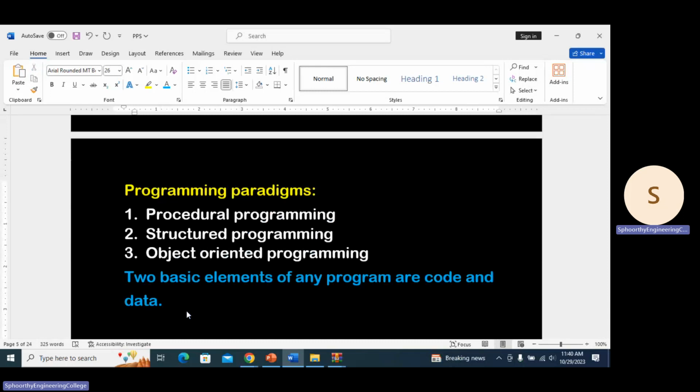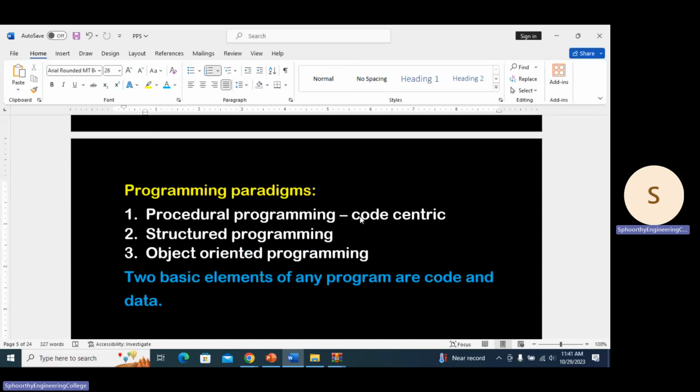Now, coming to a concept or ideology called procedural programming. Procedural programming is an idea, right? In procedural programming, the entire importance, focus, and emphasis was given to code. Means they used to write programs with more importance given to code, and it is called code centric.